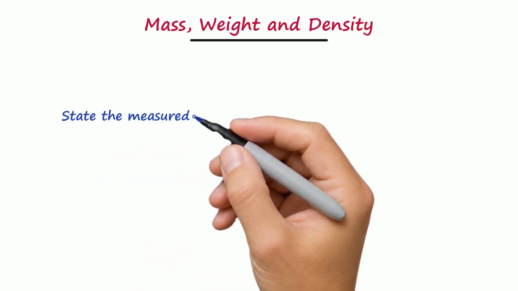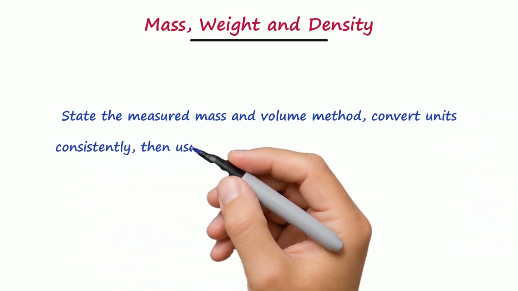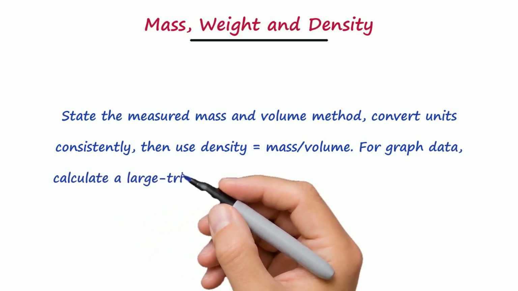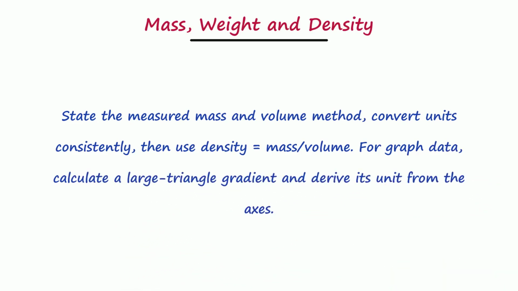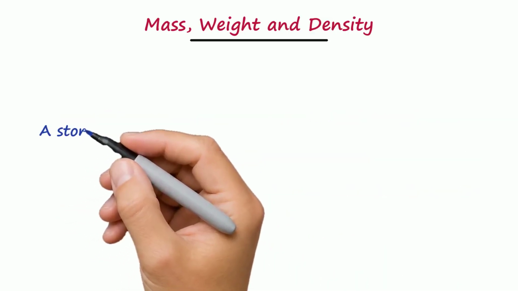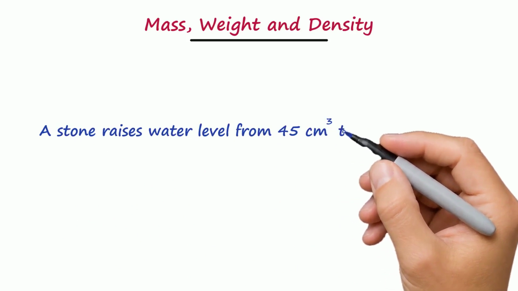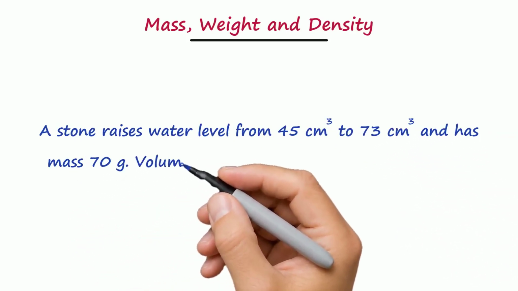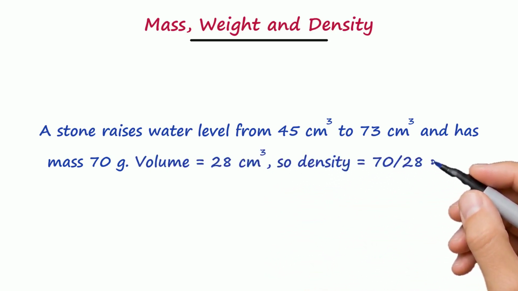State the measured mass and volume method, convert units consistently, then use density equals mass over volume. For graph data, calculate a large triangle gradient and derive its unit from the axes. A stone raises water level from 45 cm³ to 73 cm³ and has mass 70 g. Volume equals 28 cm³, so density equals 70 over 28 equals 2.5 g/cm³.